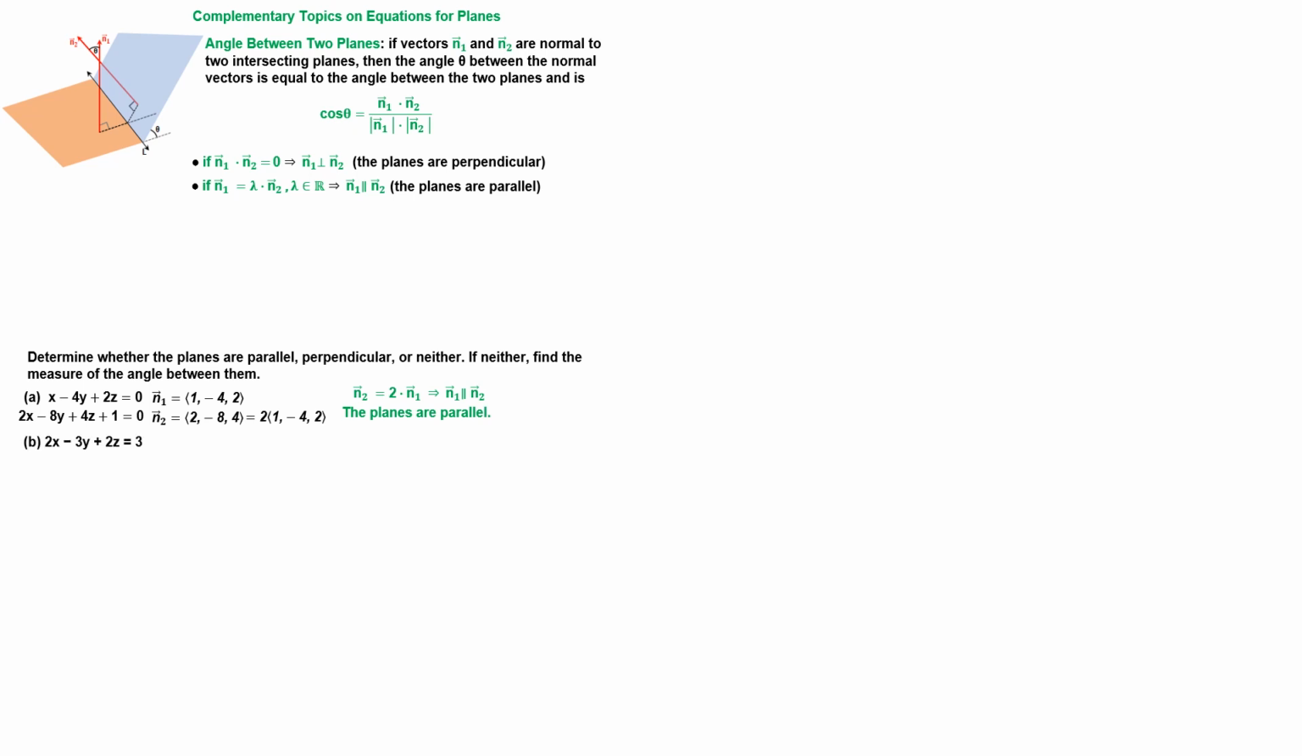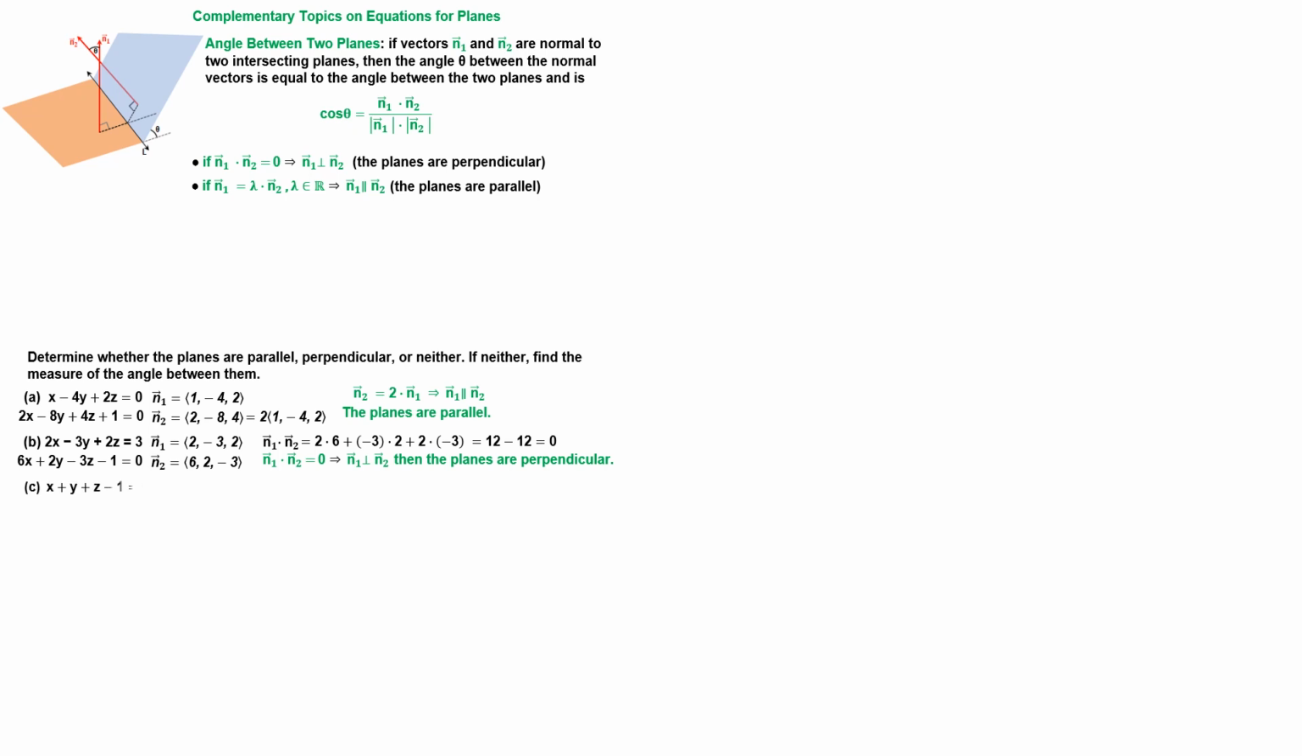The procedure to solve part B is the same. We find the normal vectors first. The given equations yield the normals as follows. Since the normal vectors are not scalar multiples of each other, the normals are not parallel, so neither are the planes. Taking the dot product of these vectors, we have zero. Since the dot product is zero, the normal vectors are orthogonal, so the corresponding planes are perpendicular.